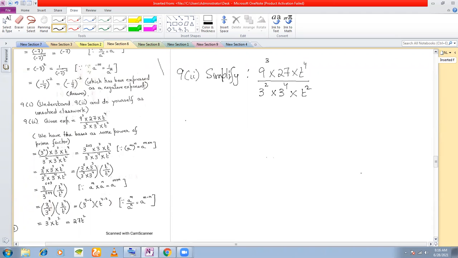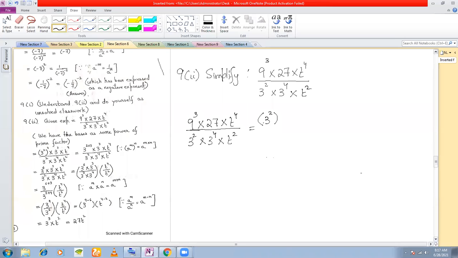So we start with this expression: 9 cube into 27 into t to the power of 4 divided by 3 square into 3 to the power of 4 into t square. First of all, you see that all the numbers in the numerator and the denominator are all powers of 3. For example, 9 can be written as 3 square.